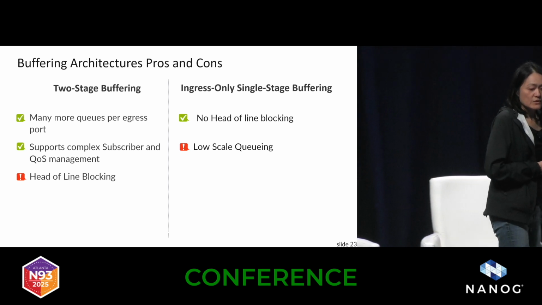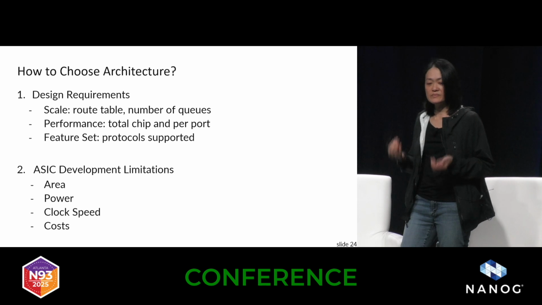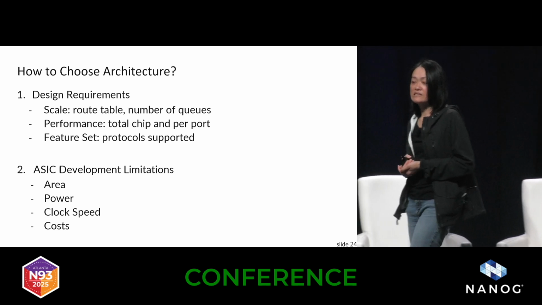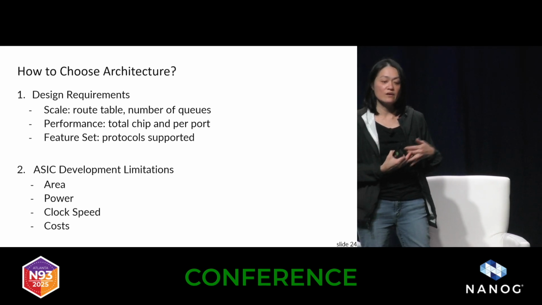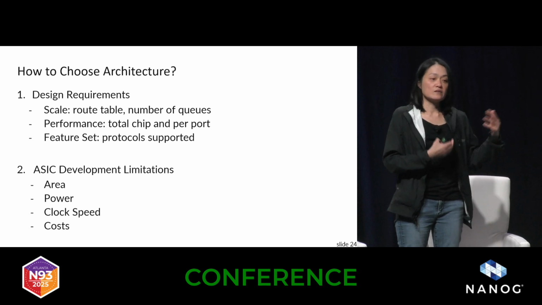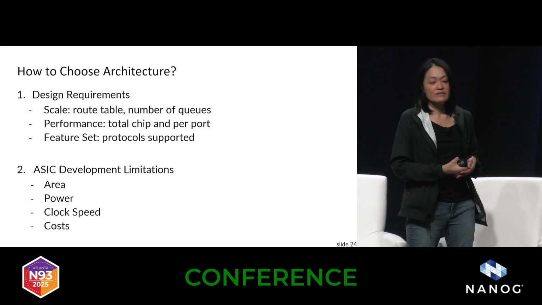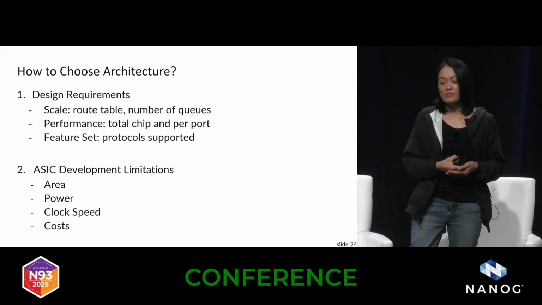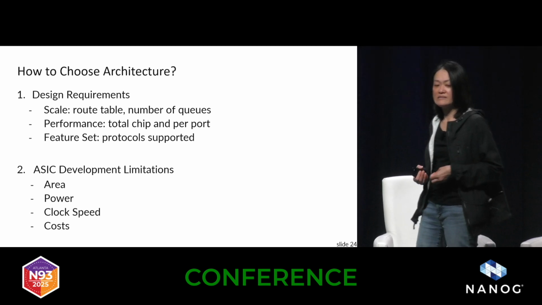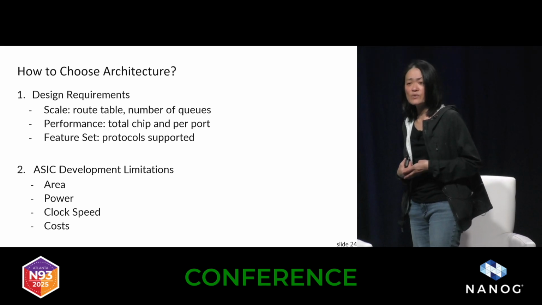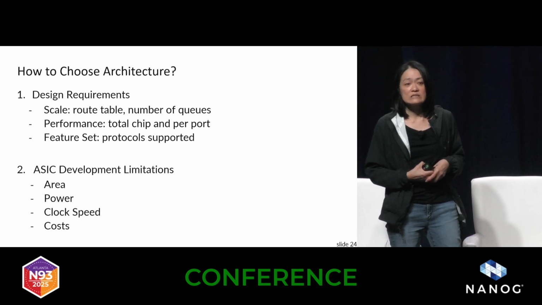Okay. So, how do we choose the architecture that really suits our needs? We have to take a look at some of the design requirements. So some things like scale. We talked about scale of number of queues, but we also need to consider the route scale. There are a lot of other factors where we need to consider scale. We also have to consider what kind of performance we want for this chip, what kind of port speeds we want, what kind of total performance we want from the ASIC. And then we also want to consider what kind of features we want to support, whether we want flexible feature support or hard-coded is good enough.